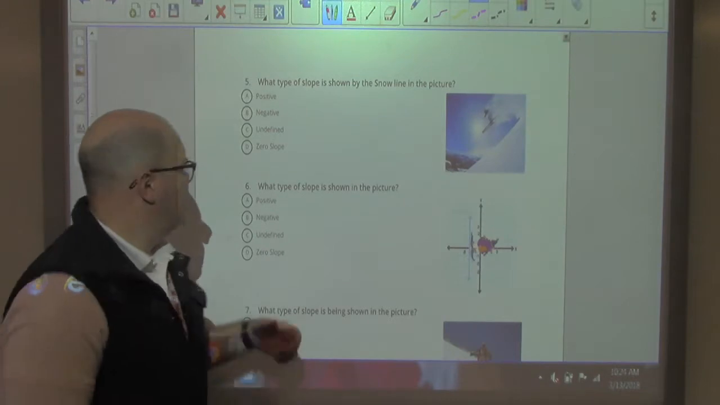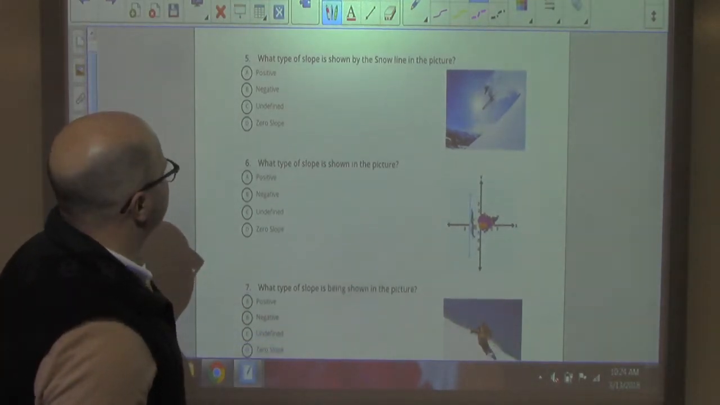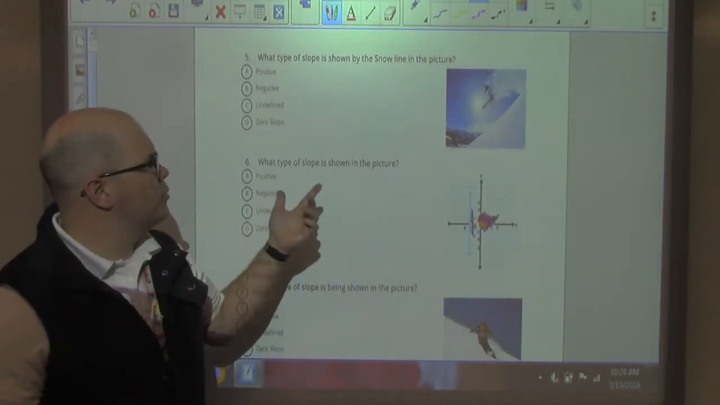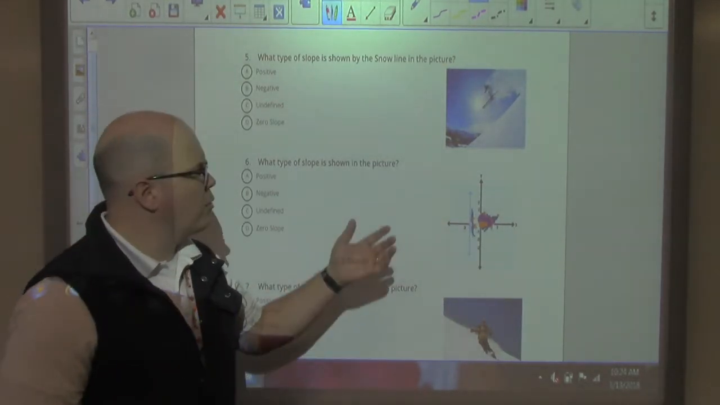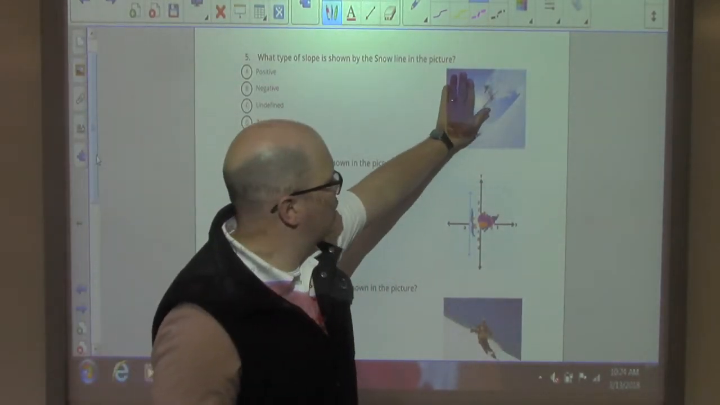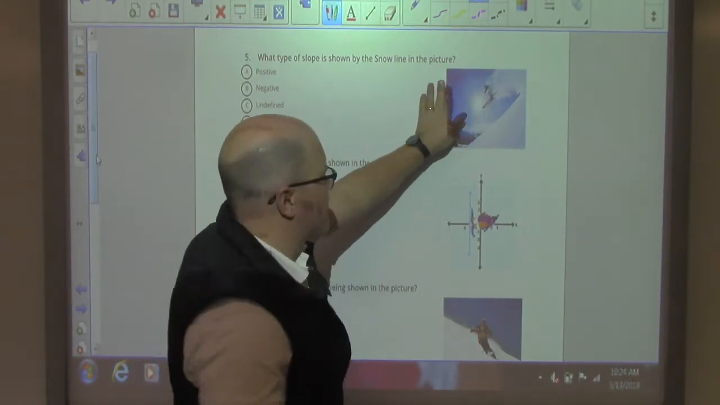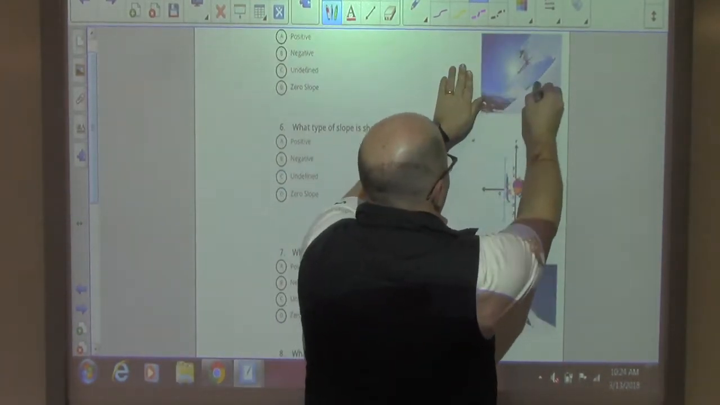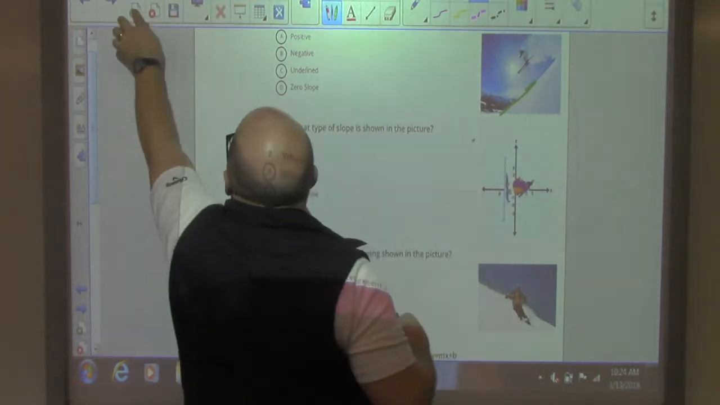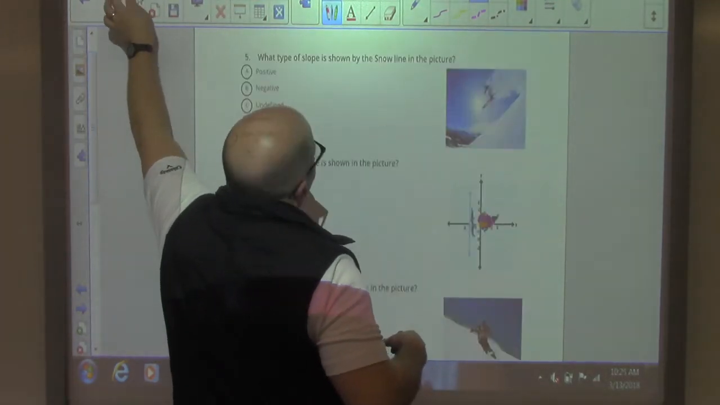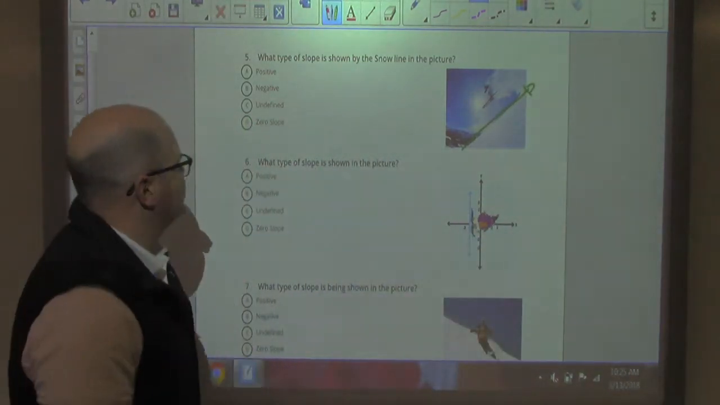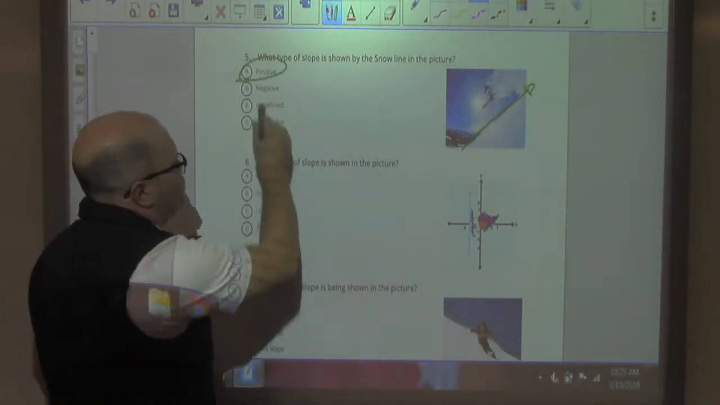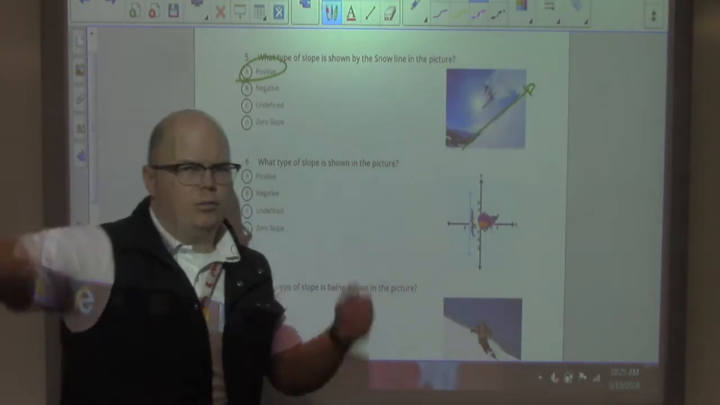Okay, so as we hit page 2, now we're starting to look at more pictures of it. It says, what type of slope is shown by the snow line in the picture? So it's looking for the snow line. And remember, when we're looking at slope, we can always just cover the left side of our graph and see which direction it's pointing. In this case, my slope is pointing in an upward direction, which means it has a positive slope.